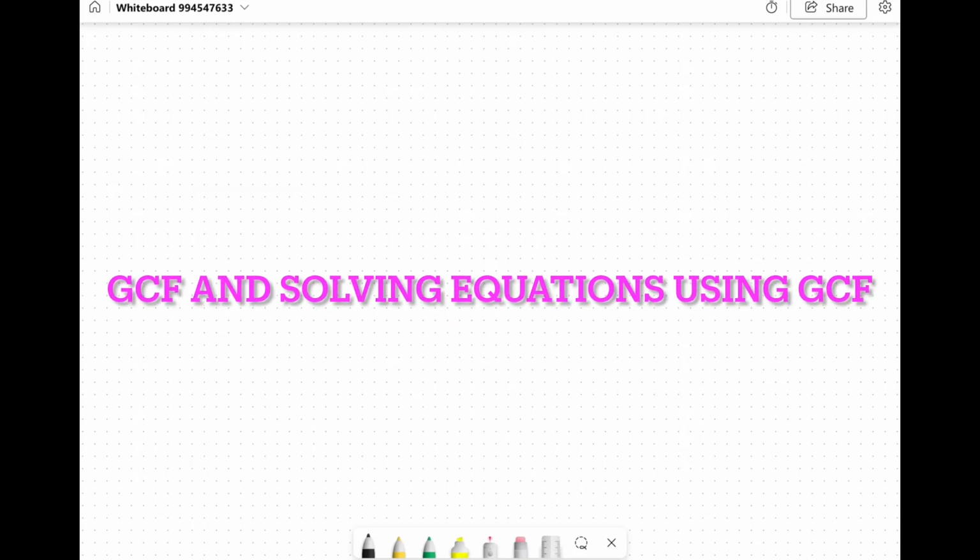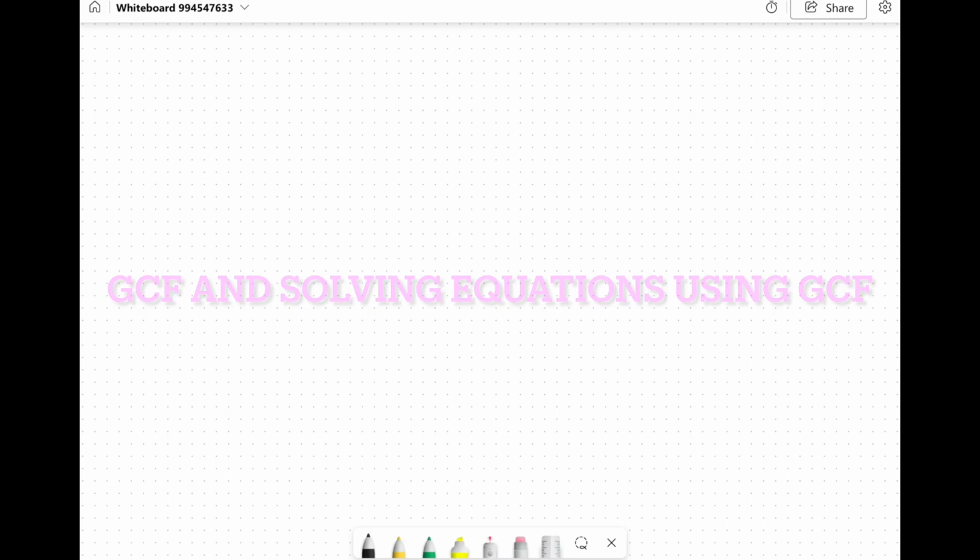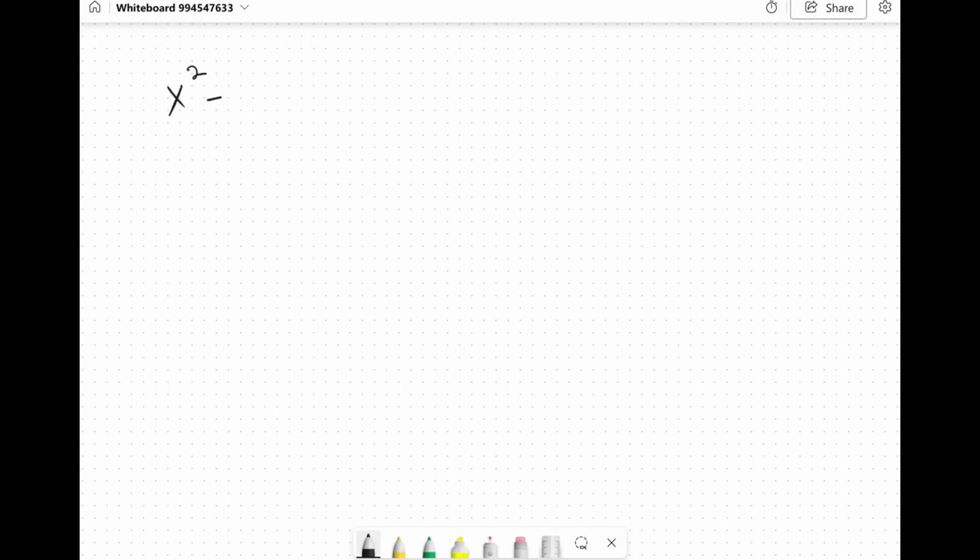Welcome to the greatest common factor and solving equations using the greatest common factor. As a reminder, to determine the greatest common factor for a given polynomial, for example, you're first looking at the coefficients inside of this polynomial. Our coefficients are 1 and 4. And you're asking yourself, what is the number that divides both 1 and 4?